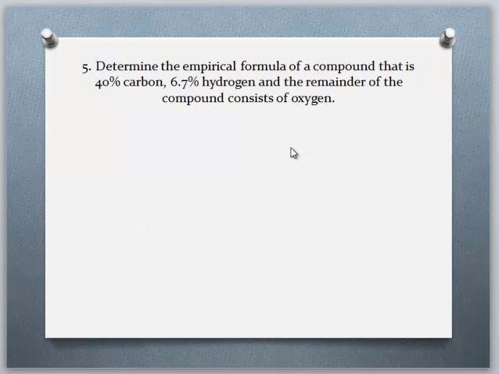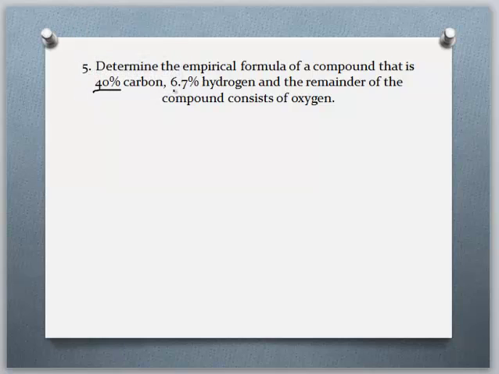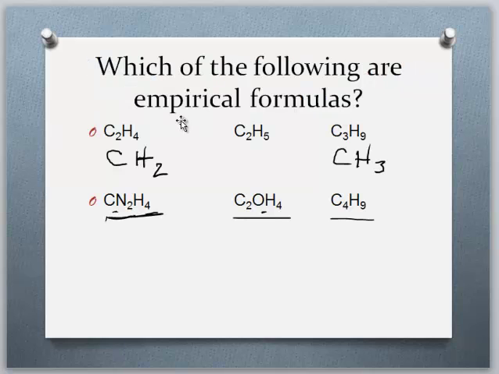Okay, see if you can do this problem on your own. You're going to take your percentages, you're going to write them as grams, you're going to convert to moles, and then find the lowest whole number mole ratio. In the next podcast, what we'll do is take a look at molecular formulas. But just remember, empirical formulas are the lowest whole number ratio of elements in a compound.